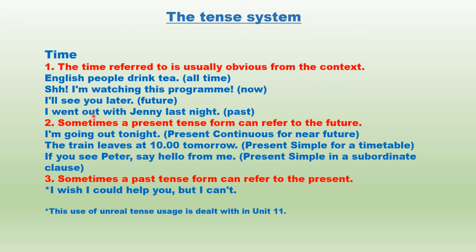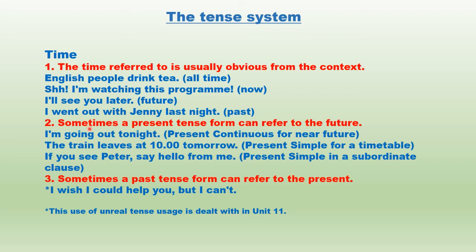I went out with Jenny last night. Went out is a past verb. Last night is an adverb that refers to the past. Something happened in the past, last night. So this sentence refers to past time.